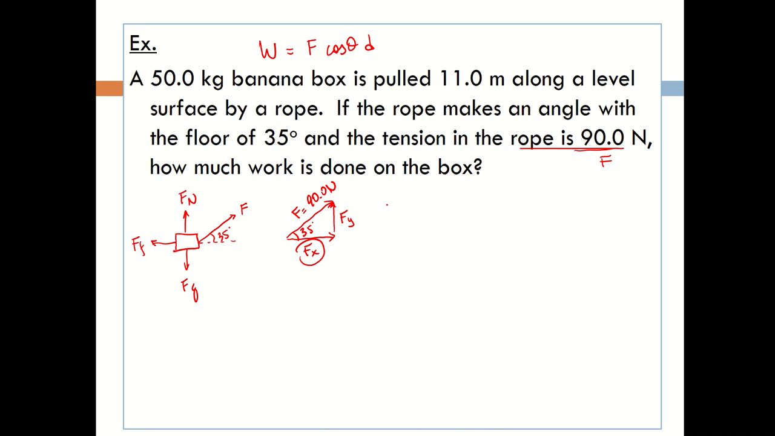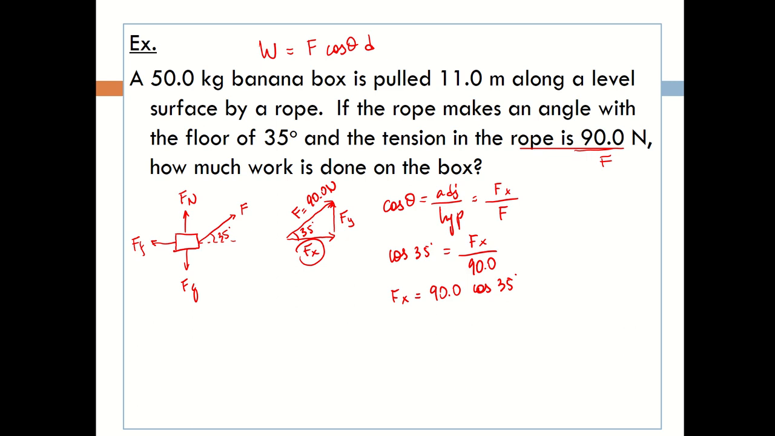So remember the trig. We're going to write cos theta equal adjacent over the hypotenuse. So in this case, the adjacent is the Fx. And the hypotenuse is the F. So now we can replace it with numbers. So we're going to write cos of 35 degrees equal to Fx over 90.0. So you're going to solve this for Fx by cross multiplication, and you get your value for the applied force along the x-axis, which is 90 times cosine 35.